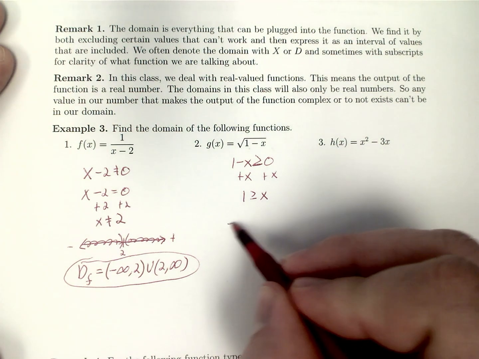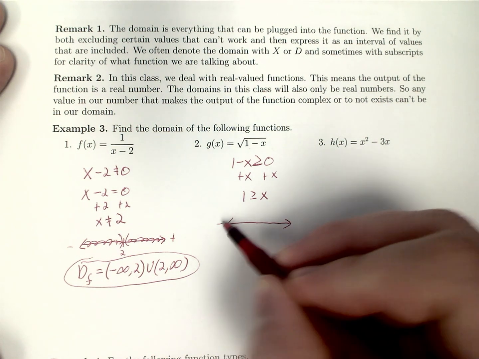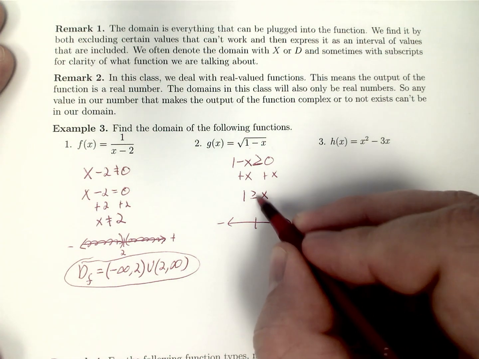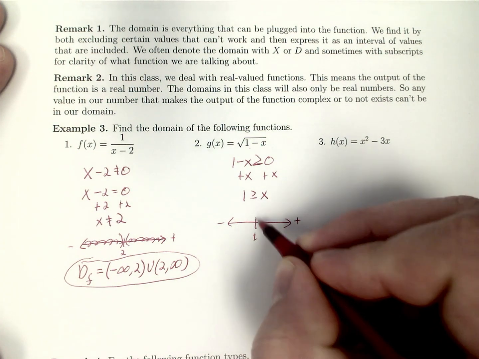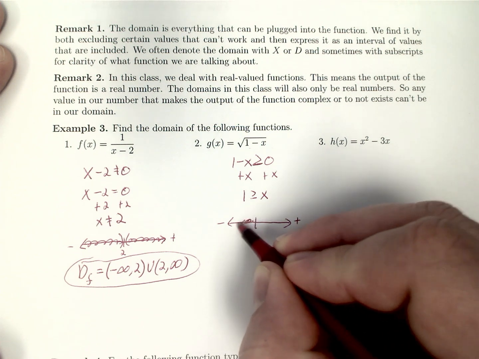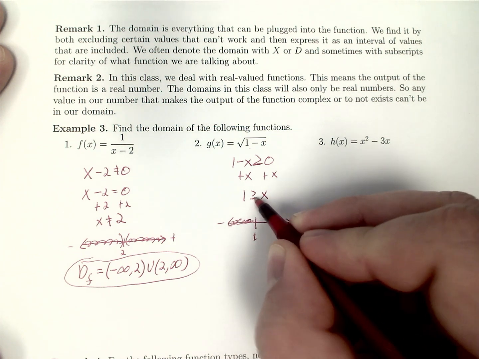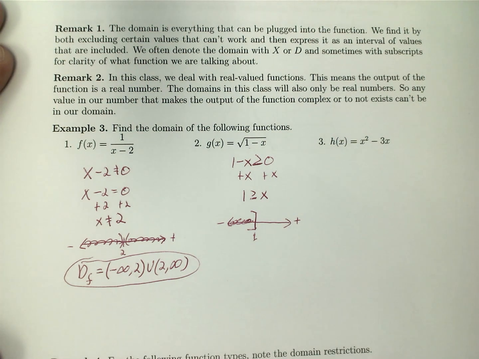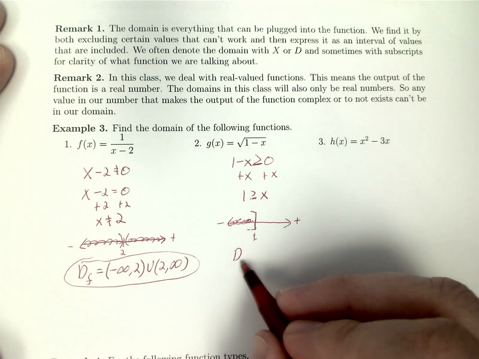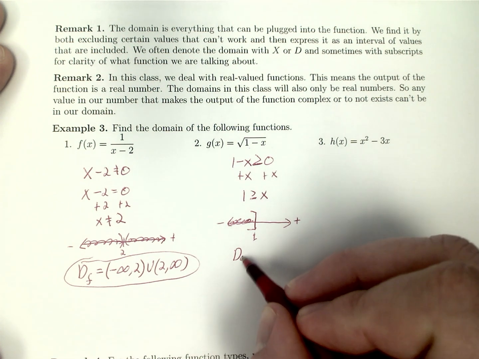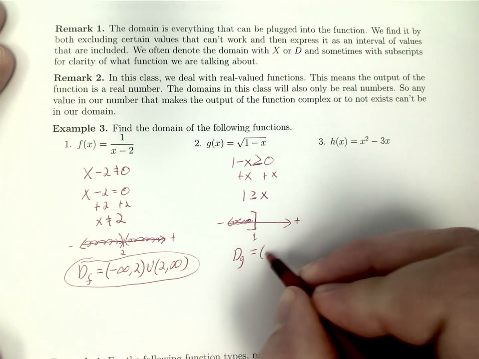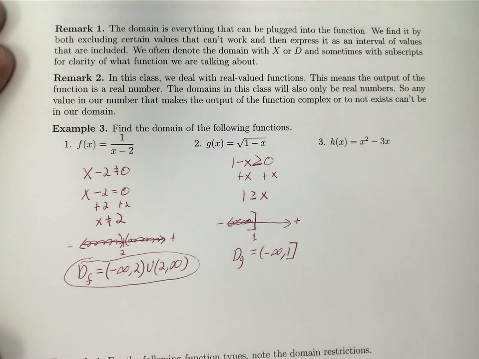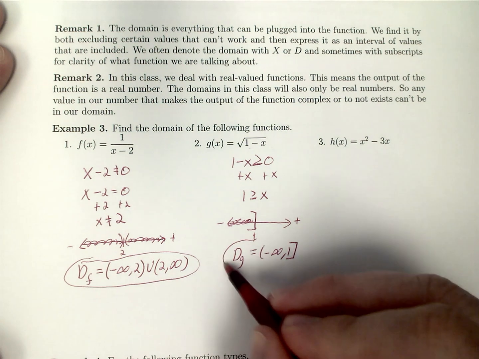And we see what this looks like as a graph. So 1 is in the middle. All numbers less than or equal to 1 are on that side. And the less than or equal to part gives us the bracket. And so the domain, D with a subscript g, D sub g, is negative infinity up to 1. And that's it. And that's our domain.